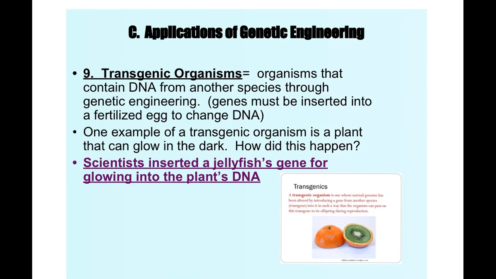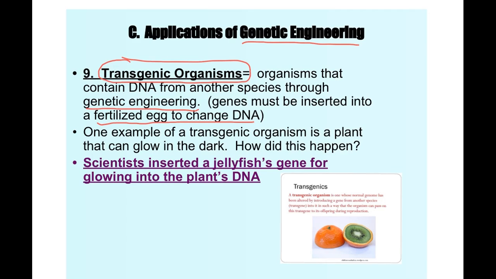All right, now the last slide. Transgenic organisms. So this goes with the genetic engineering that we saw on the last slide. These are organisms that contain DNA from another species which have been incorporated into their DNA through genetic engineering. So this is where a gene is actually cut out using restriction enzymes. They cut the gene out from some other organism and they insert it into a fertilized egg to change the DNA of that host organism.